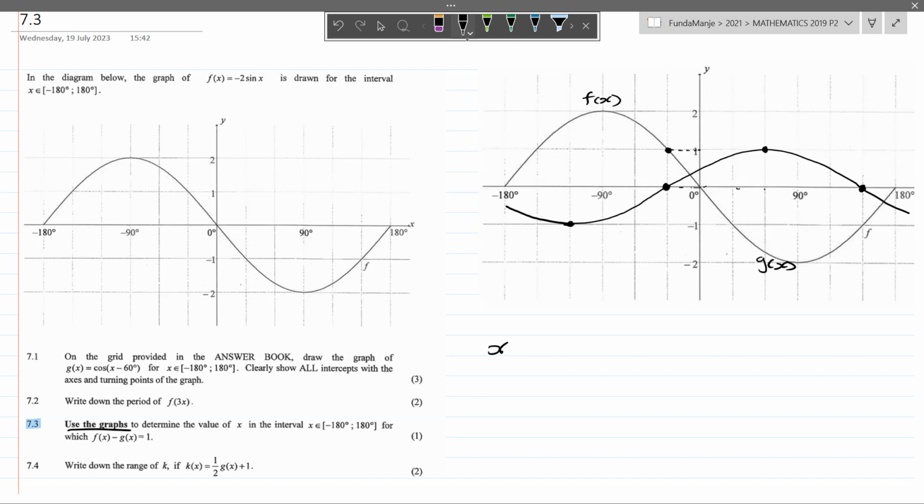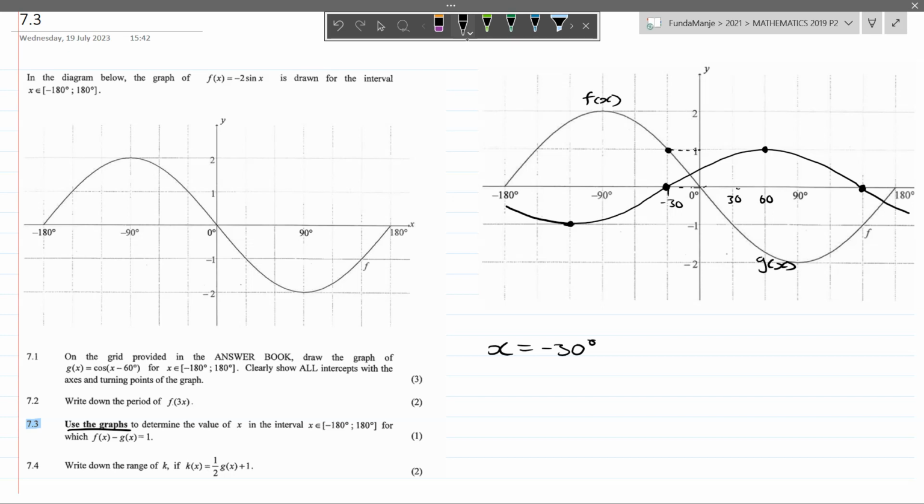So only when x is equal to, what would that point be? According to the demarcations, that would be minus 30. This is 30, that is 60, like that. They increase with values of 30. So when x is minus 30 degrees, we have the difference between their y values being exactly equal to 1.